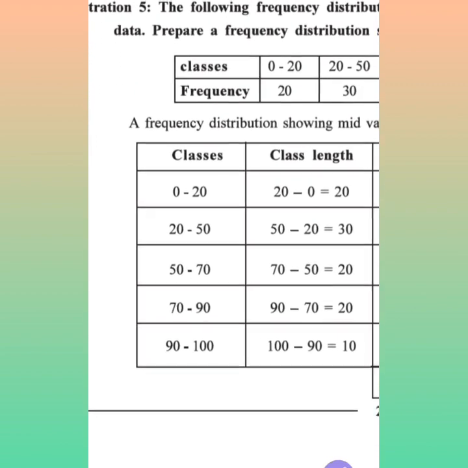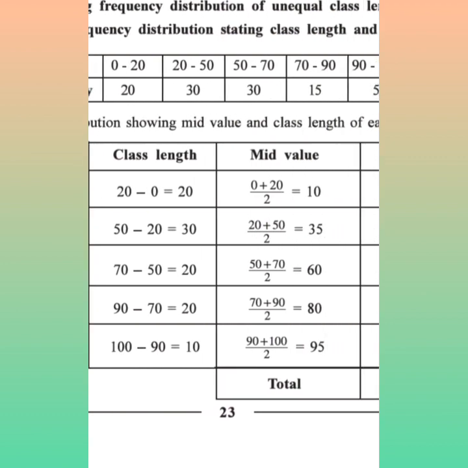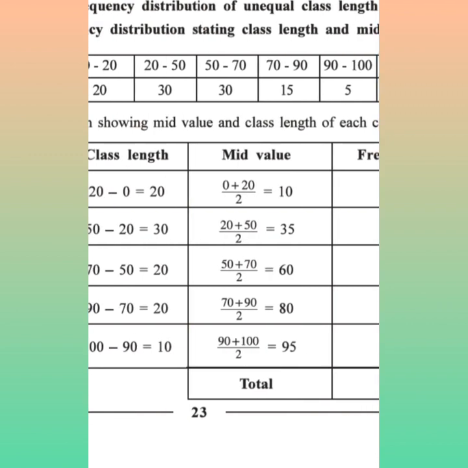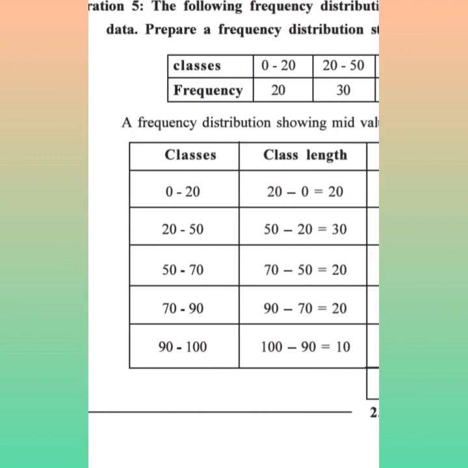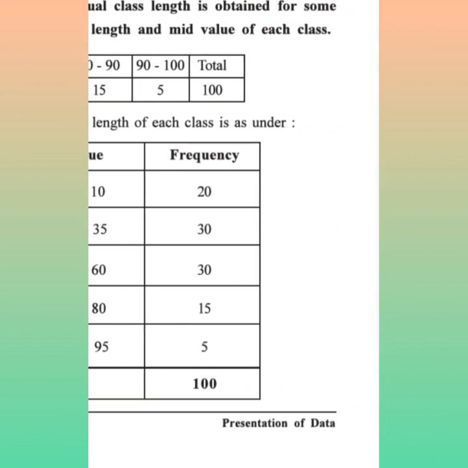Now here children, we shall discuss example number 5, right? What they have given is the following frequency distribution of unequal class length obtained for some data. Prepare a frequency distribution stating the class length and the mid value of each class.